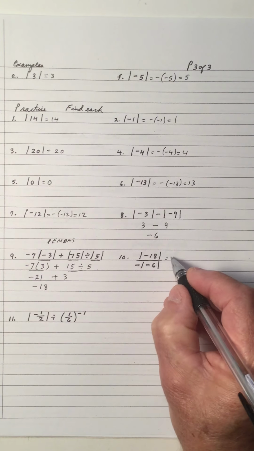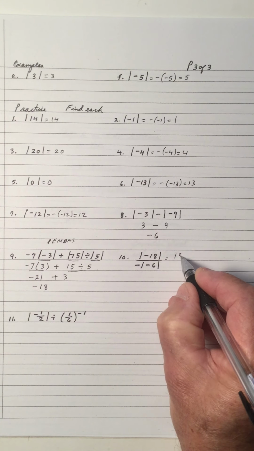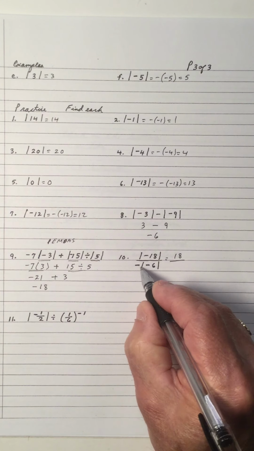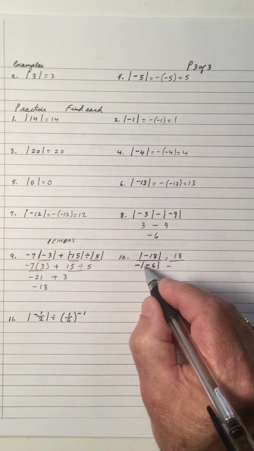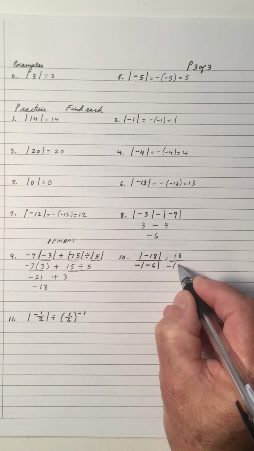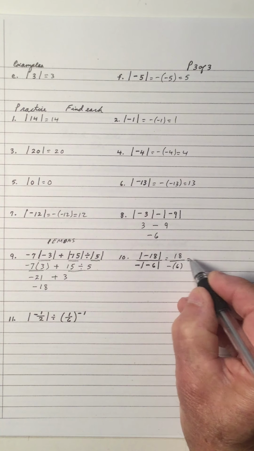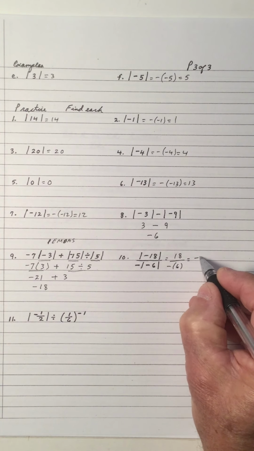Number 10, the absolute value of negative 18 is 18. And we got a negative. So we do the absolute value first. The absolute value of negative 6 is 6. Now we have 18 divided by negative 6 is negative 3.